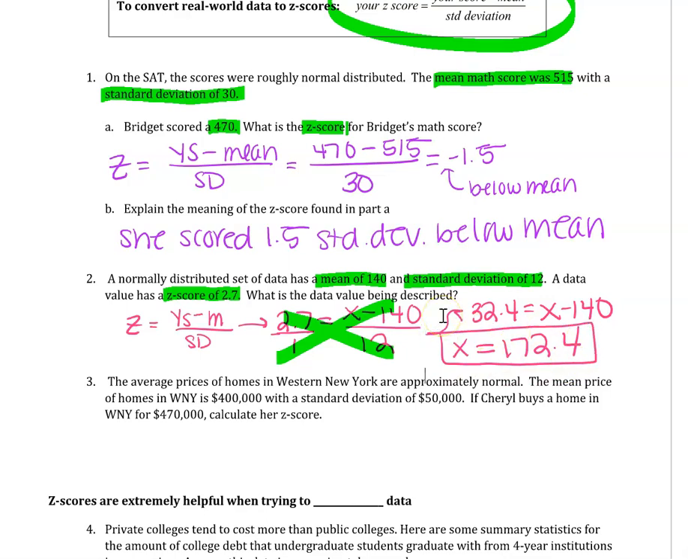So 172.4 would give you a z-score of 2.7. So 2.7 standard deviations above the mean. That makes sense because 172.4 is above the mean of 140.